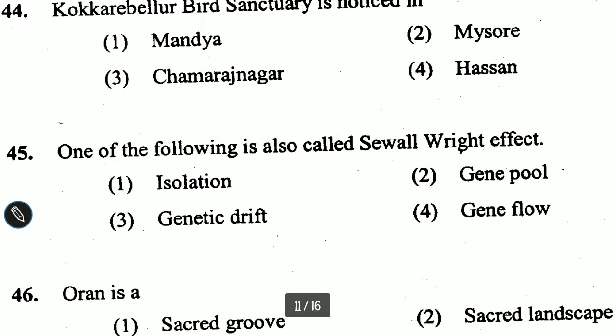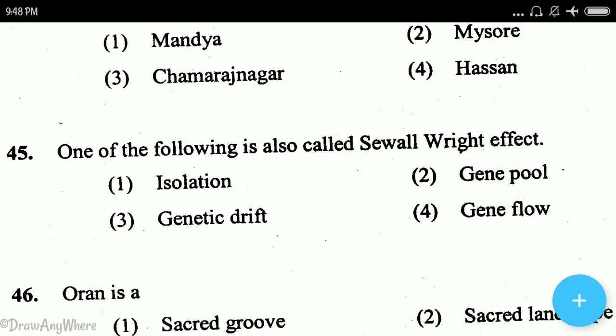Now coming to the next question. One of the following is also called civil right effect. The answer is genetic drift. Actually, Sewall Wright was the scientist who gave the principle of gene frequency fluctuation in small populations. Here the effect of population size is explained: in a small, non-randomly mating population, gene frequencies are found to fluctuate purely by chance. So the answer is genetic drift. Now coming to the next question.